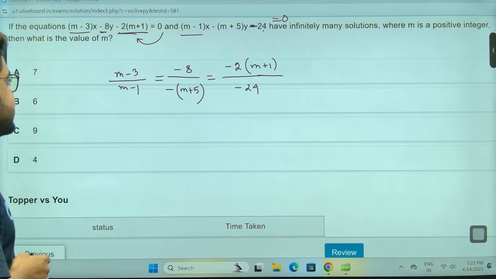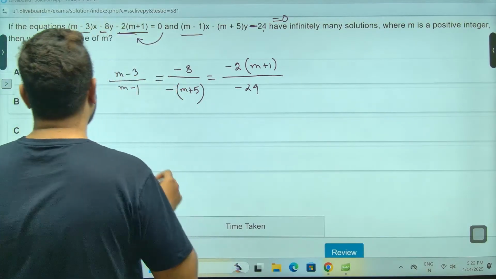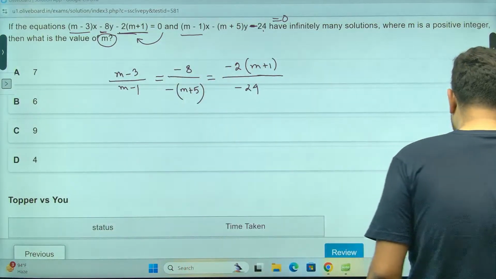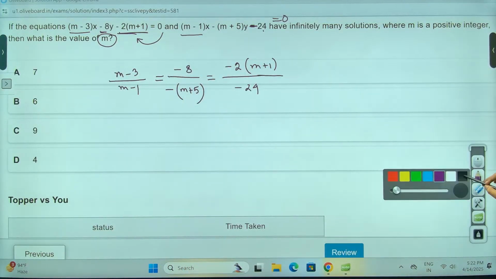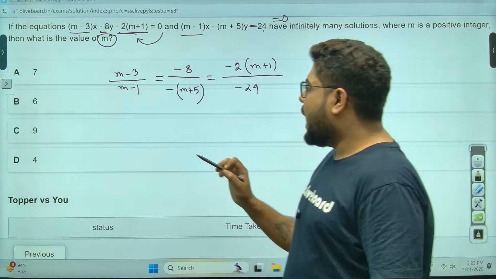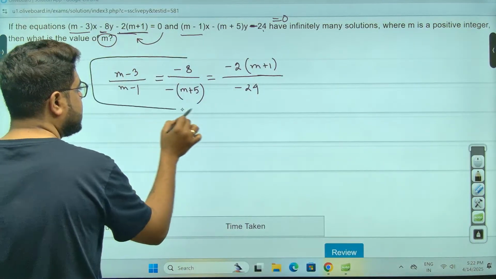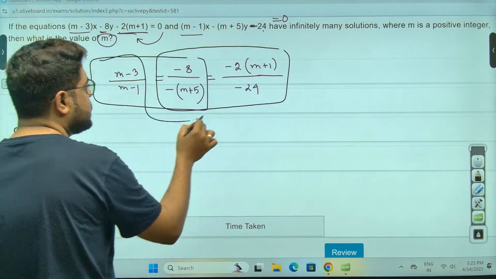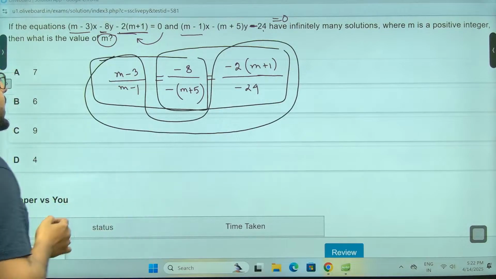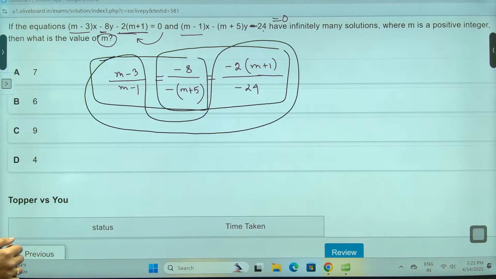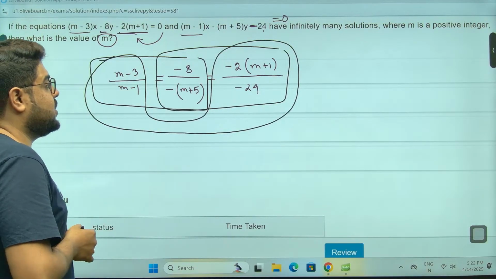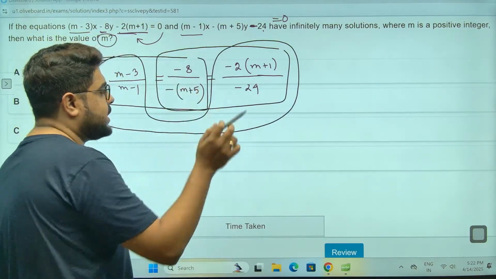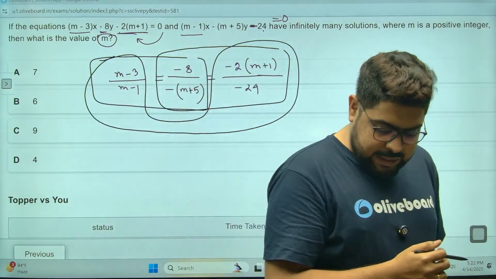Now again, why I am saying this, please understand: I need the value of m. Listen to me when I say this. I can either take these two, or I can take these two. Now, is there any way I can avoid the quadratic? No, you cannot avoid the quadratic.